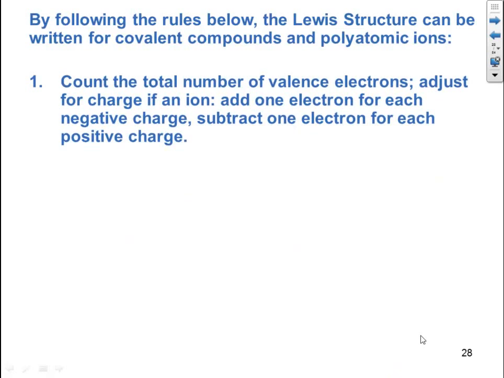Count the total number of valence electrons, adjusting for charge if an ion, by adding one electron for each negative charge and subtracting one electron for each positive charge. So you have to figure out the valence electrons by looking at the periodic table and counting for each element how many valence electrons there are. Okay, that's accounting for the s and the p blocks.